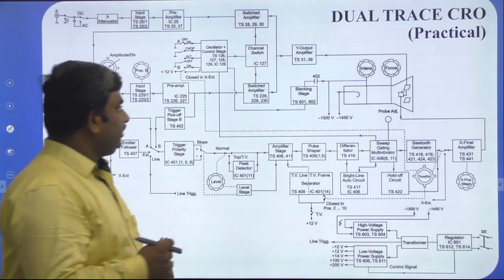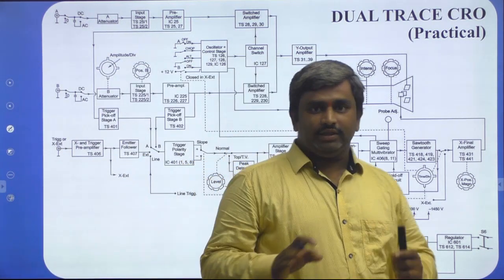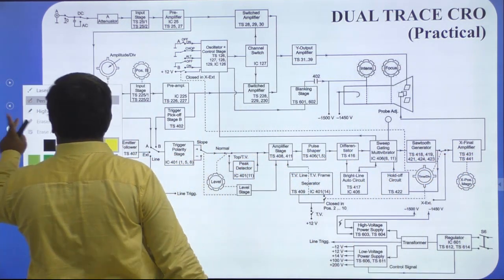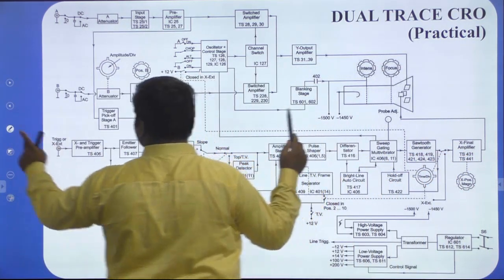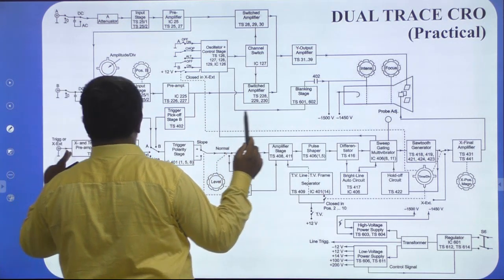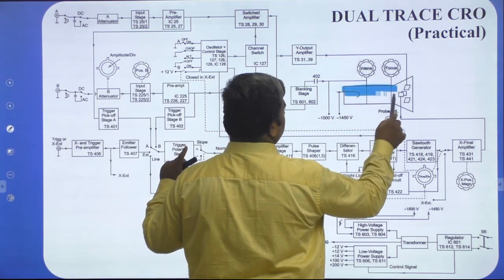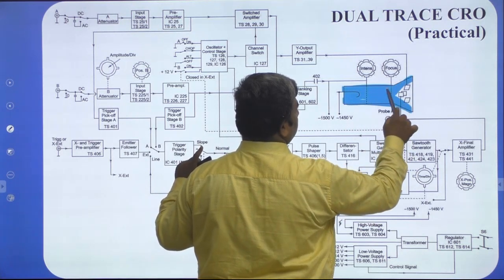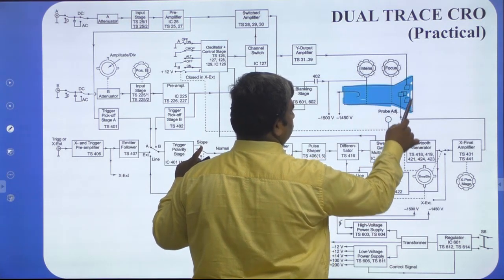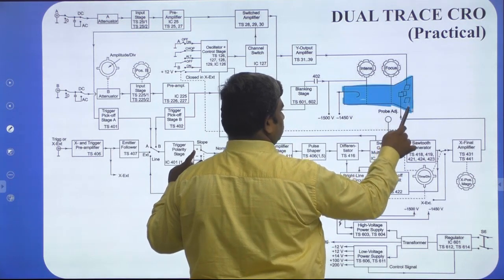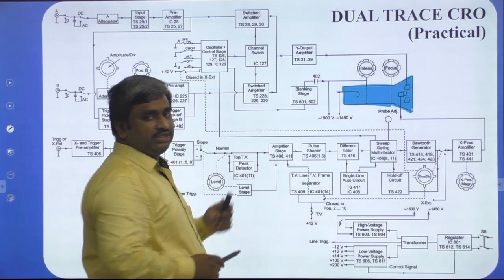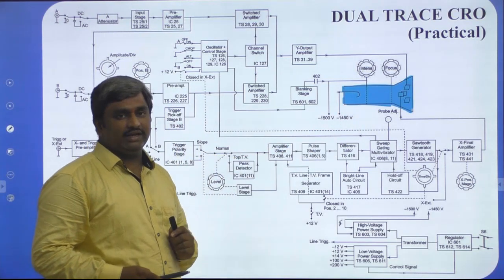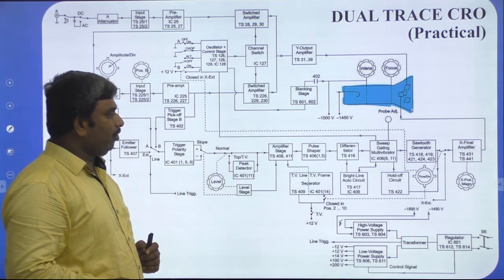Here you can see this is a block diagram. In the block diagram, this is the part of the CRO. This is the CRT, cathode ray tube. Let us see the remaining blocks in this block diagram.